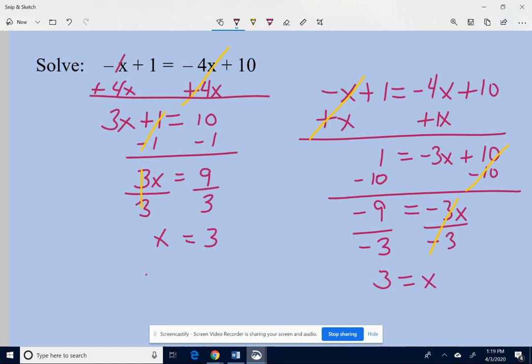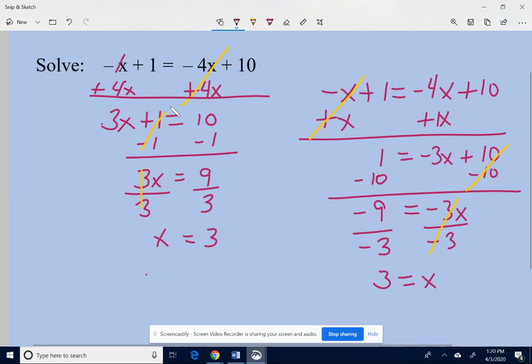Same answer. I think most of you would have preferred to do it the first way because we ended up with a positive x term right away. For whatever reason, I think students do better when they do it this way. And in order to make that happen, y'all, if you have two negative x terms, get rid of the one that's more negative. Negative 4x is more negative than negative x is. And then it may be a little bit easier for you.